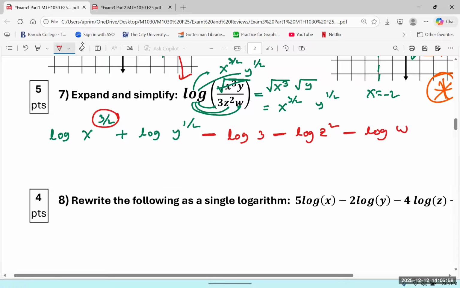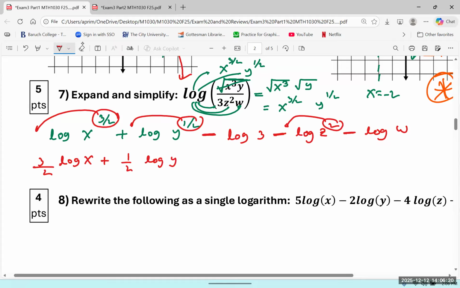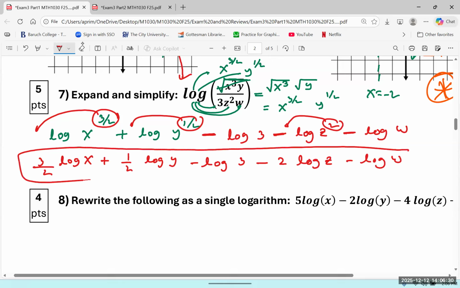And then every power comes down as a coefficient. So all of these come down. Oh, this doesn't have anything. So you got log of x, coefficient 3/2, plus log of y, but the coefficient 1/2. And then log of 3, and then 2 log of z, and then log of w. That is your final answer.